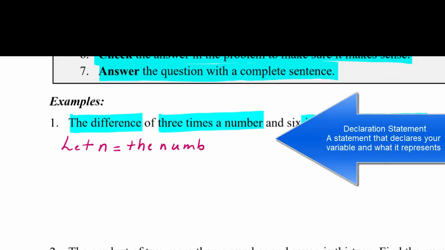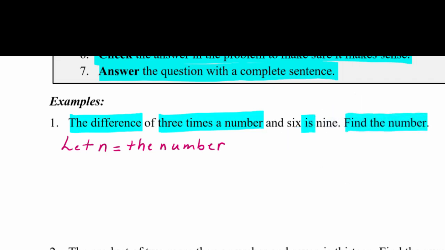Students like to kind of skip that step, but you're going to find that as the word problems get more detailed and more complicated, being able to carefully define what you're using your variable to represent is going to help you to not only determine the equation, but also to see if the answer that you get makes sense in the context of the problem. So it's good to get into the habit of including the declaration statement in your word problems.